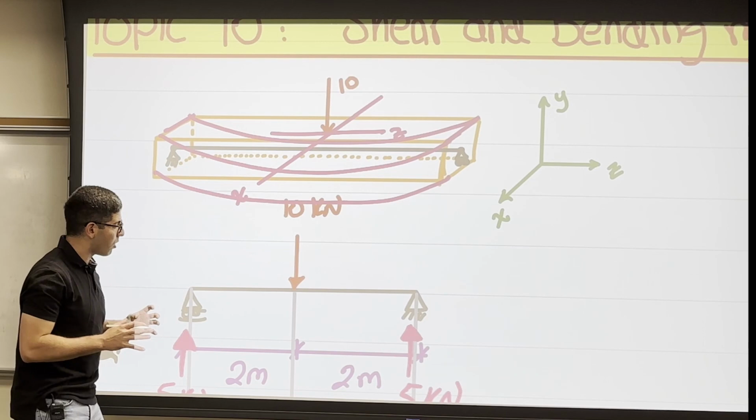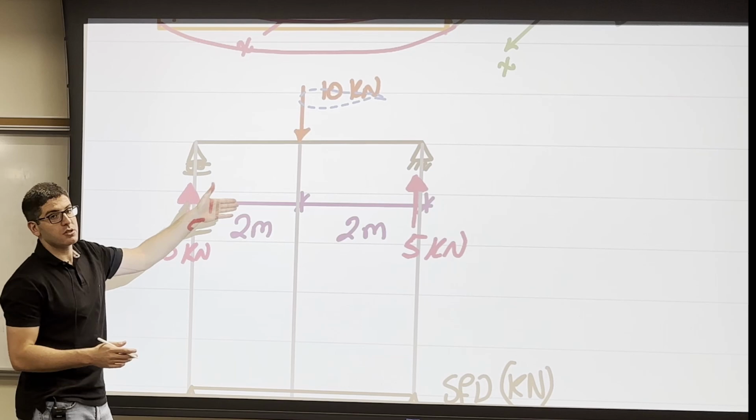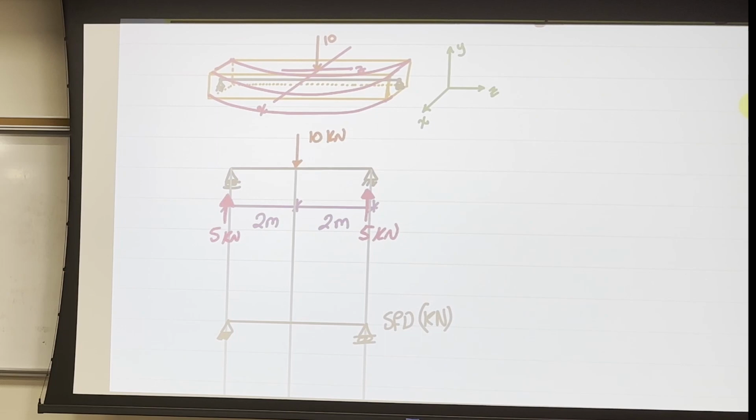So from now on, whenever we have this 2D problem, we don't draw the 3D, we always draw it like this, and you know that this beam is rotating about the x-axis. From now on, this will be our default, okay? So let's go ahead and draw the shear diagram for this beam.